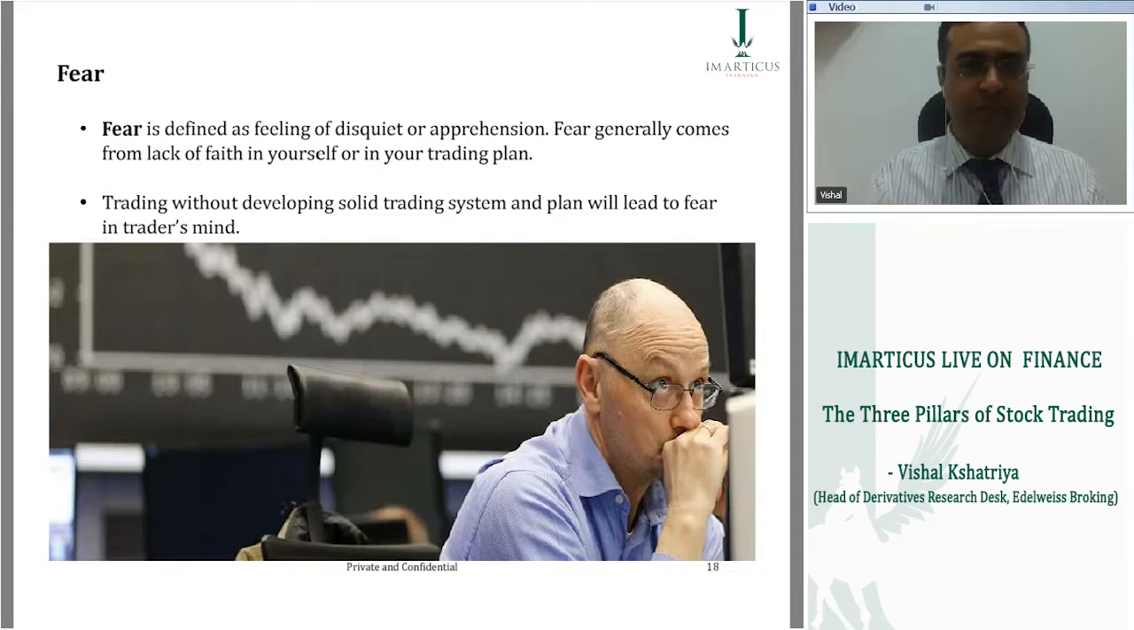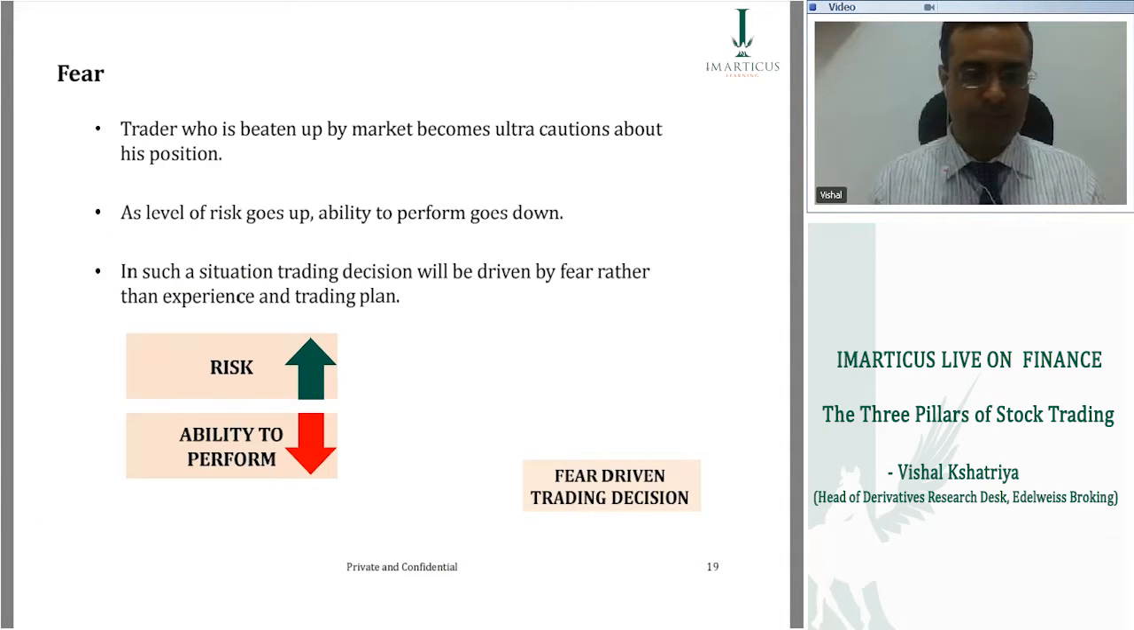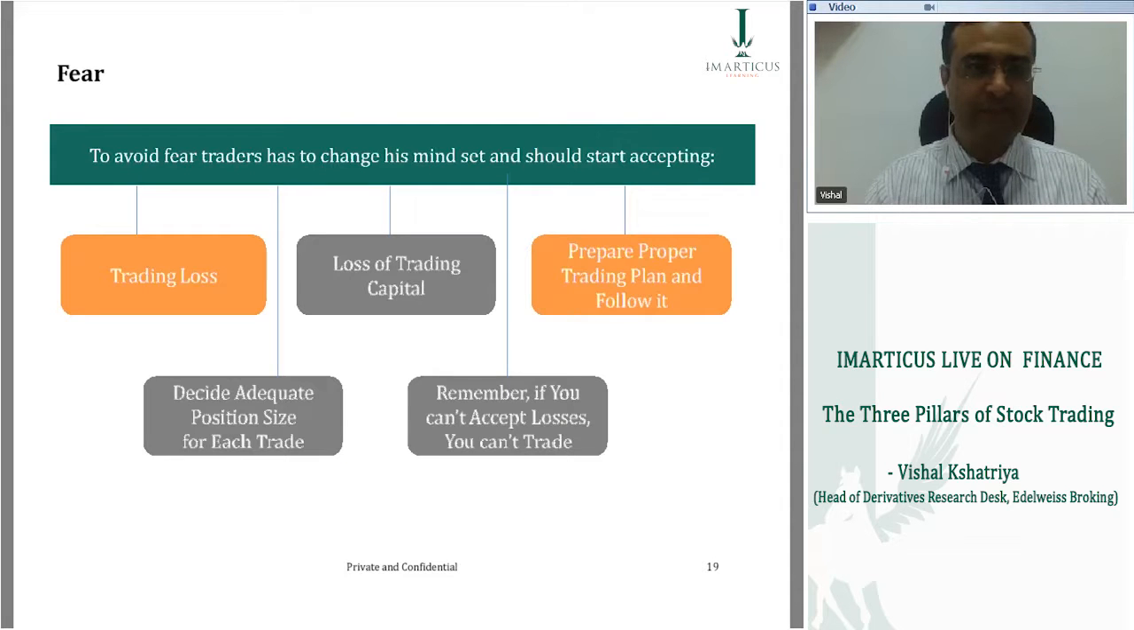So, to avoid the fear, what are the things you are going to do? This is what I was trying to explain. As the risk goes up, the ability to perform goes down. Why does this happen? Because you will not be taking the right decisions. Your decisions will be influenced by emotions, fearful emotions. So how can a feeling of fear be eliminated from your mind while trading?